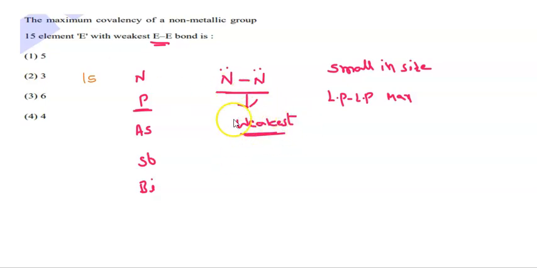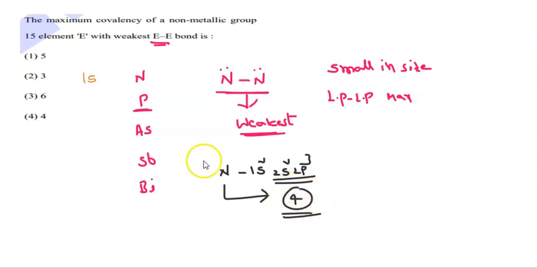So what is the maximum covalency of nitrogen? If you write the electronic configuration of nitrogen, 1s2 2s2 2p3, only 4 orbitals are available for bonding. That's why the maximum covalency of nitrogen is 4 only. So option 4 is the correct answer for the given question.